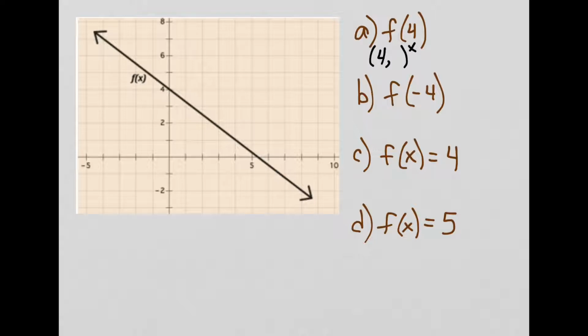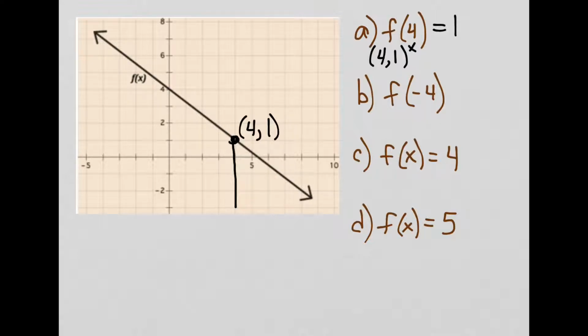Here is the line where x equals 4. And where does it crash into my function? Right here. What are the coordinates of that point? It's 4, 1. So that means that f of 4 equals 1, because when x equals 4, y equals 1. So the answer to A is just 1. That's all you say.